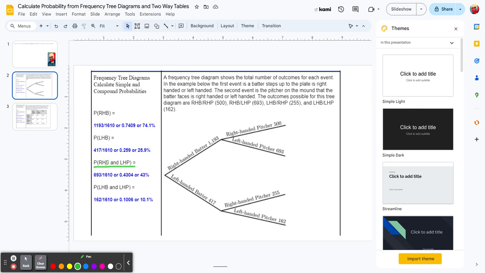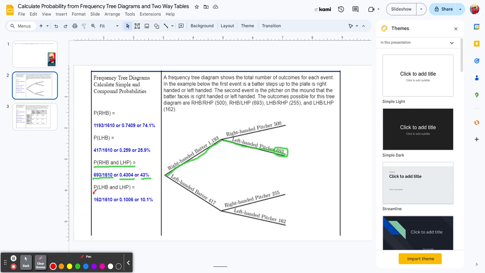Now let's look at a compound probability. The probability of a right-hand batter and a left-hand pitcher. So we're going to go down this branch here, the right-hand batter, and then we're going down this branch here, the left-hand pitcher. So it's 693 out of the total. The total again is 1,610, right? So it's going to be 693 divided by 1,610, which is 0.4304, which is 43%.